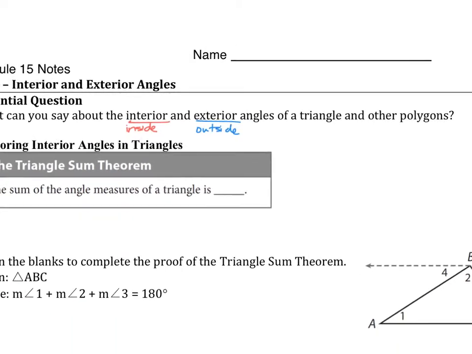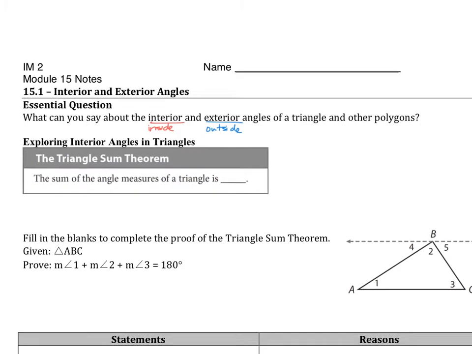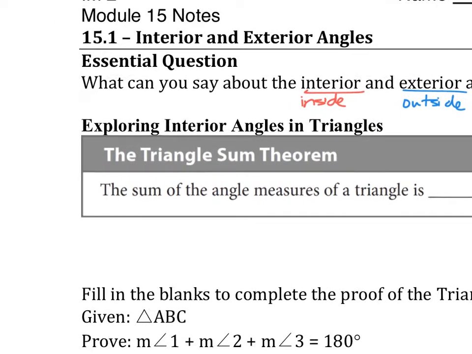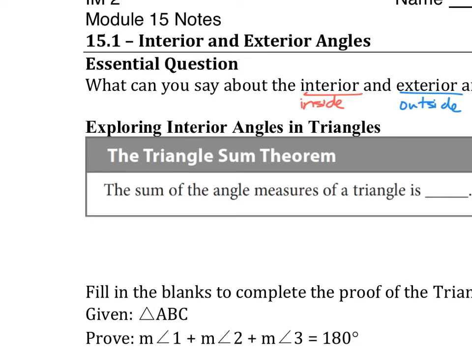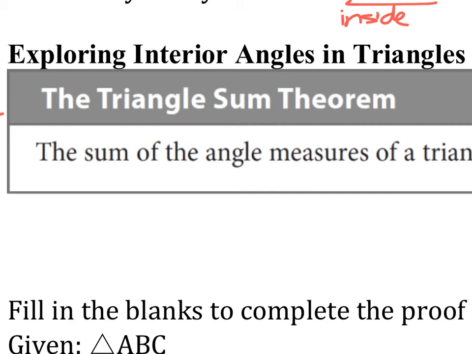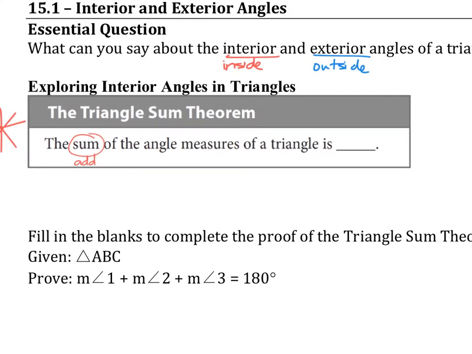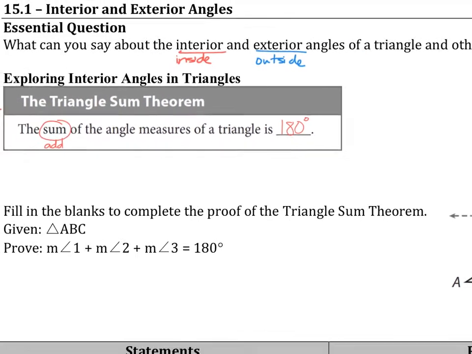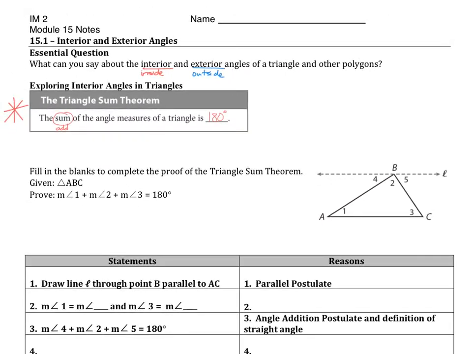And in this class, we're going to work a lot with triangles. We'll work with a little bit of other polygons too, which are just types of shapes. But triangles are a big one that we're going to work with. The first idea we're going to work with is this triangle sum theorem. You will need to know what it is, and that is simply that the sum, remember we are adding here when it's a sum, so the sum of the angle measures of a triangle is, hopefully you remember, 180 degrees. Okay, so all three angles in a triangle add up to 180 degrees.